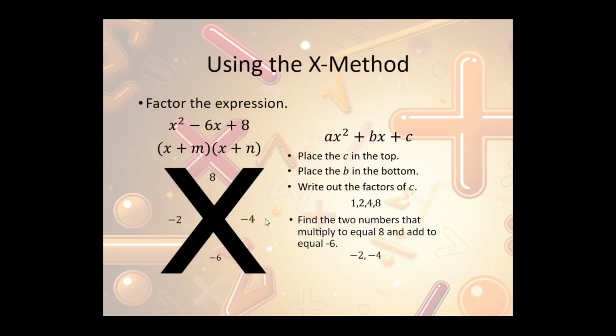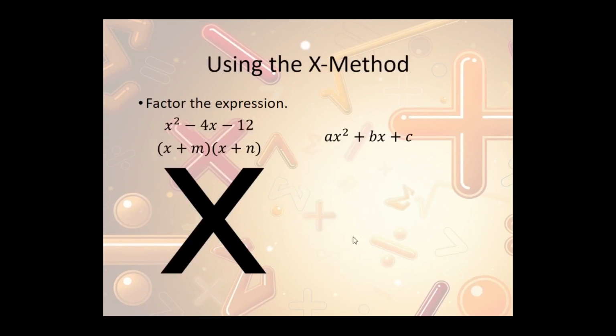So I place those in my x and then add them to my solution, which started as x plus m times x plus n. Well, I'm going to plug in negative 2 for one of these and negative 4 for the other one. So I get x minus 4 times x minus 2. One more example. We have x squared minus 4x minus 12.